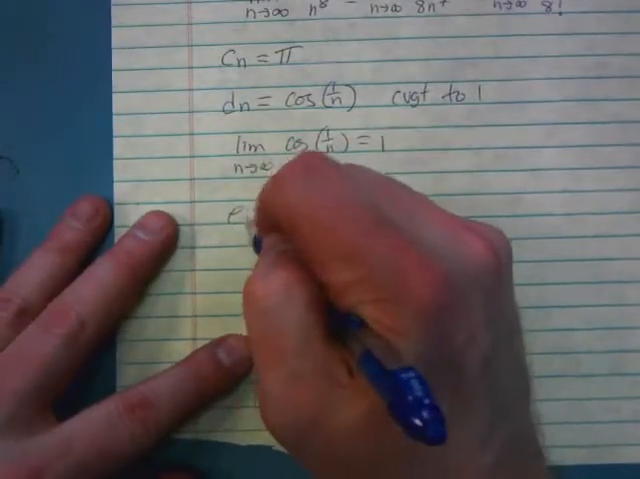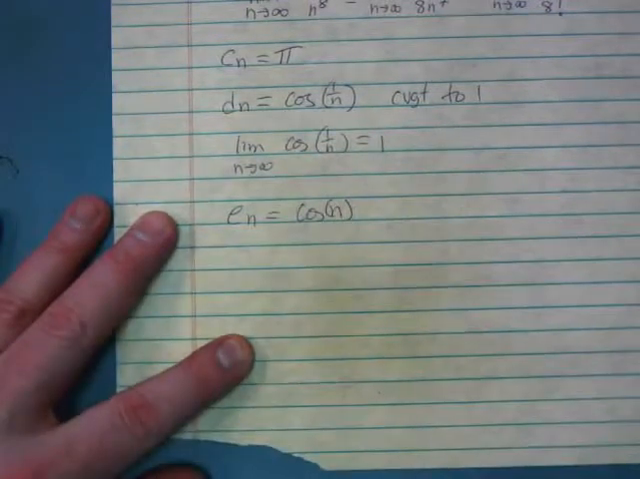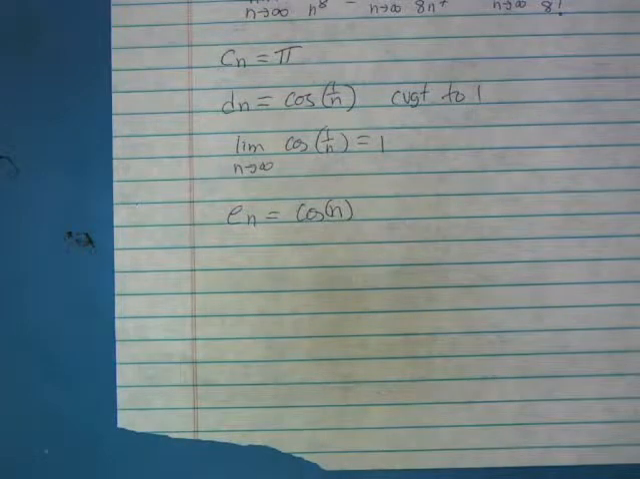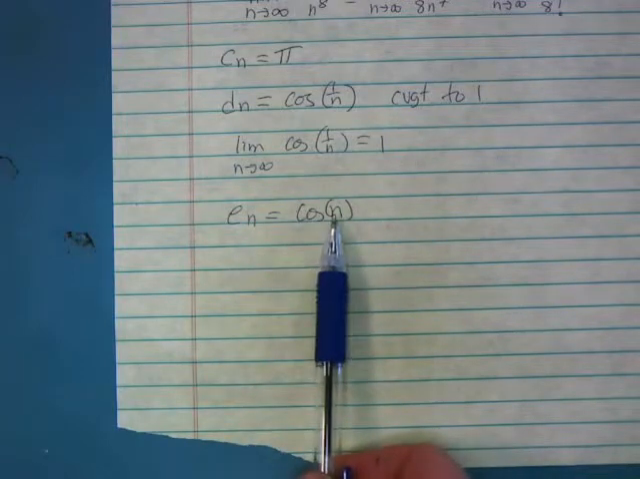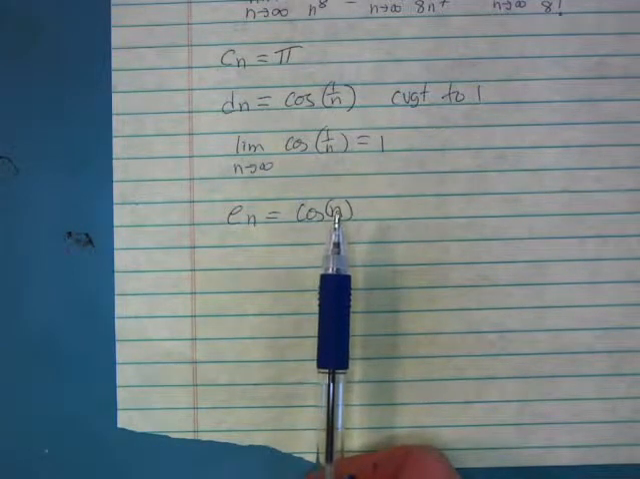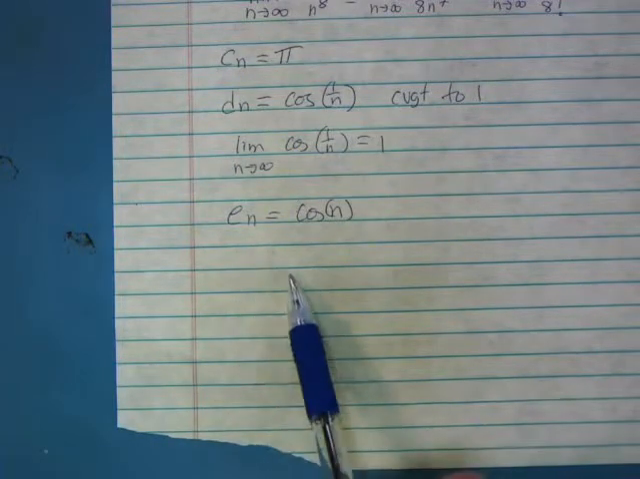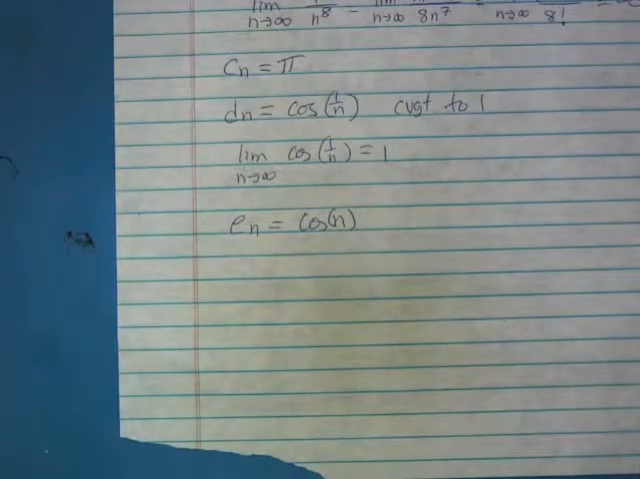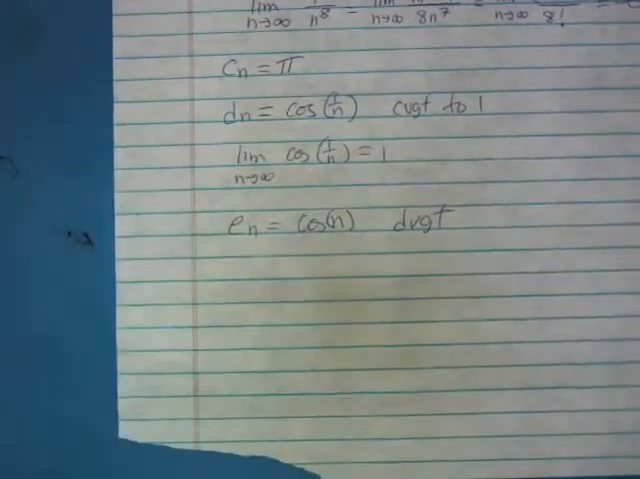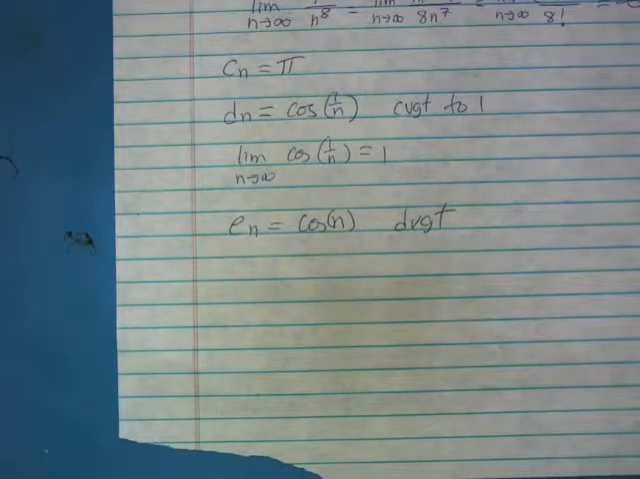What if I give you e sub n is cosine n? Converge or diverge? Correct. Because now when n goes to infinity, I would think of it as a cosine wave. As n keeps getting bigger and bigger, you're not getting the whole wave, just distinct points, going through the cosine wave over and over again. Is it going to get close to a number? No. So that's an example that's divergent, but it's not going to infinity or negative infinity. It's not going to anything. It's divergent.